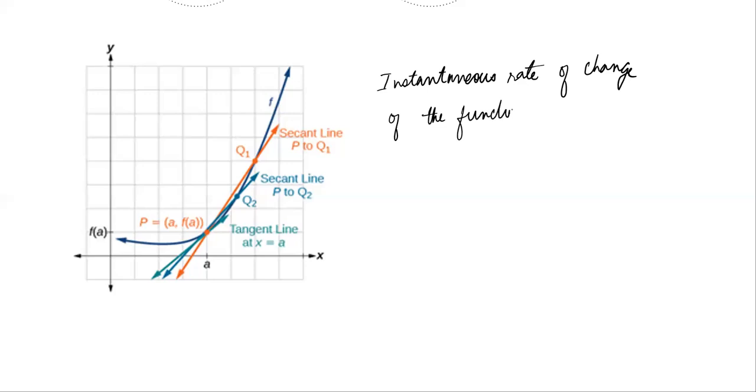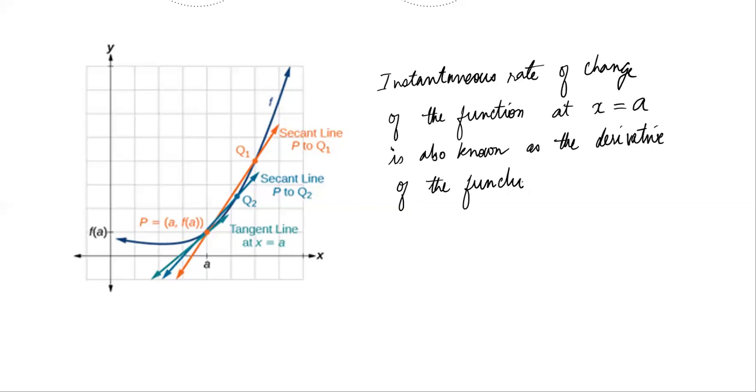Let me write that here. Instantaneous rate of change. At that instant, what happened, of the function at x equals A. What we did to find that is also known as the derivative of the function at x equals A.